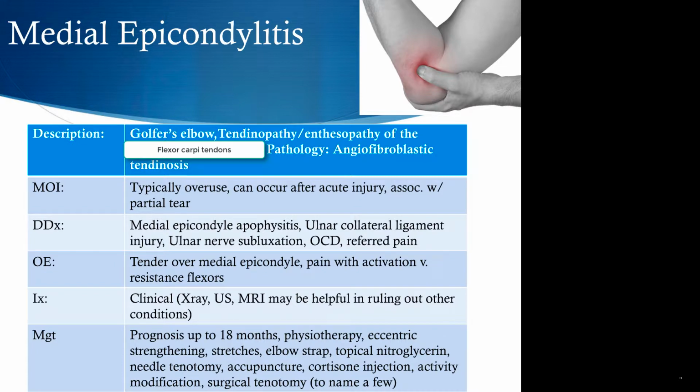On examination, once again, you're going to find tenderness over the medial epicondyle, and pain with activation versus resistance, both in flexion and extension of the elbow. Imaging, once again, this is a clinical diagnosis. If you're concerned about some underlying ligamentous injury, you consider ultrasound or MRI, or for joint issues such as osteochondral defect, you consider X-ray to start.